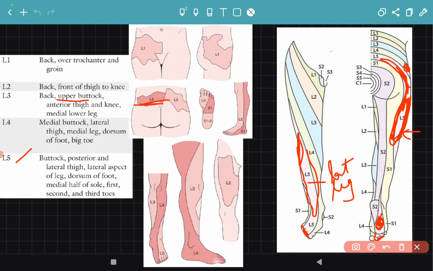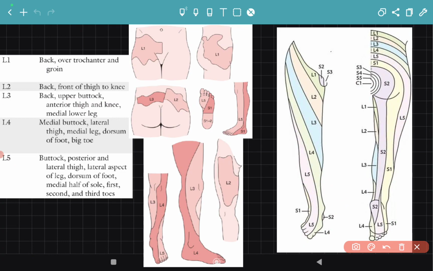and for L5 we can see that the first, second and third toes are covered in the L5 dermatome, along with the dorsum of foot plus medial half of sole. So it can be well appreciated from those diagrams. Certain dermatomes we can find are overlapping. That was about L1, L2, L3, L4 and L5 dermatomes. So we can see how they are descending downwards.